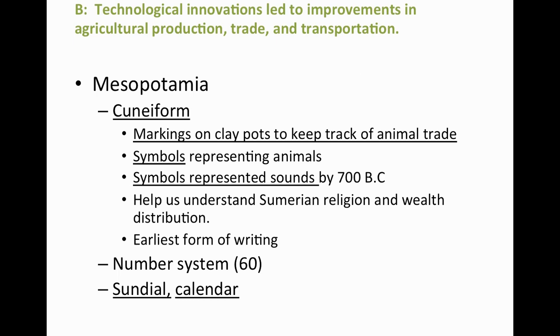All right, evidence strand B. Technological innovations led to improvements in agricultural production, trade, and transportation. Illustrative examples of those technological innovations would be in Mesopotamia, the development of cuneiform. That would be the writing system, right? Markings on clay pots to keep track of animal trade. The people of Mesopotamia developed a number system based on 60, and they also implemented early calendars and a sundial to keep track of time.